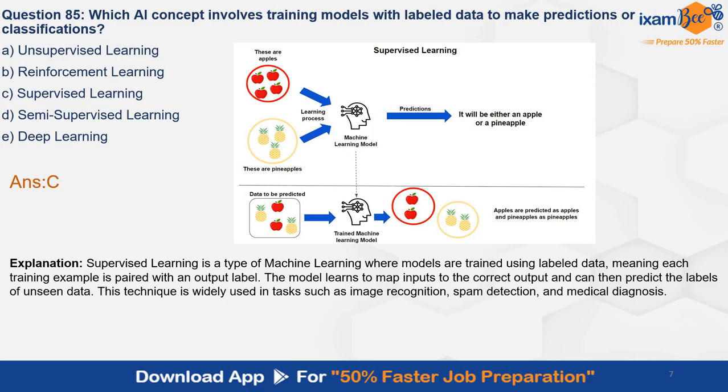Supervised learning. In supervised learning, we know that it uses labeled data, and this specific model is trained through the labeled data only.